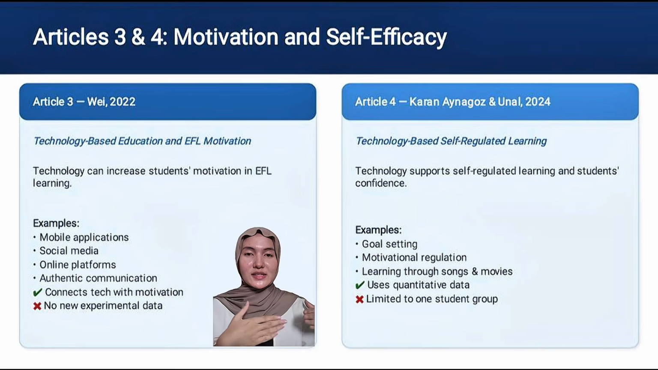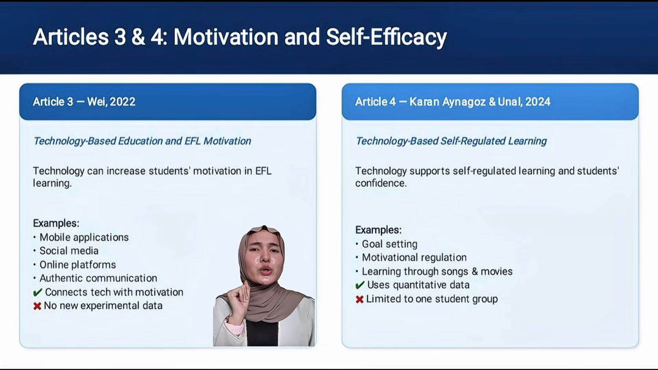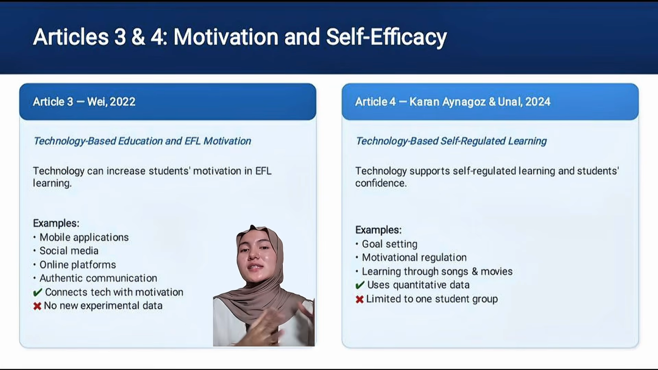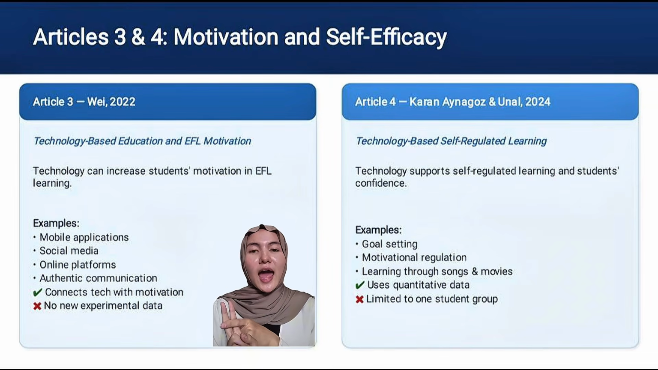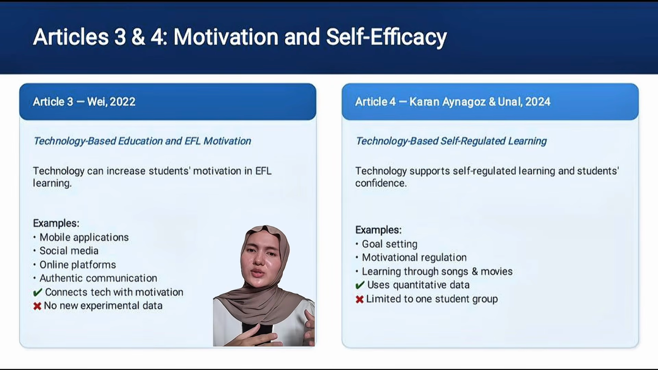The result of this article shows that students who use technology to manage their learning can have better confidence in English. For example, students can use goal setting, motivational regulation, and learning through songs or movies. The strength of this article is that it uses quantitative data and statistical analysis. However, the weakness is that the study only focuses on one group of students.